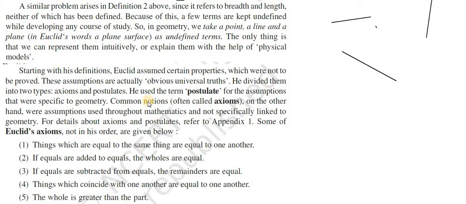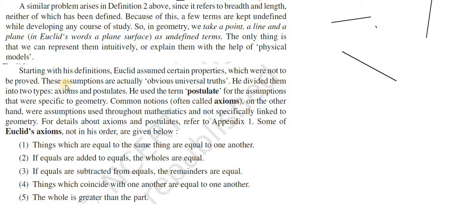Without any questions we should accept that. So then what is the difference between axioms and postulates? Axioms are applicable to all the branches of mathematics and science, but postulates are applicable only to geometry.